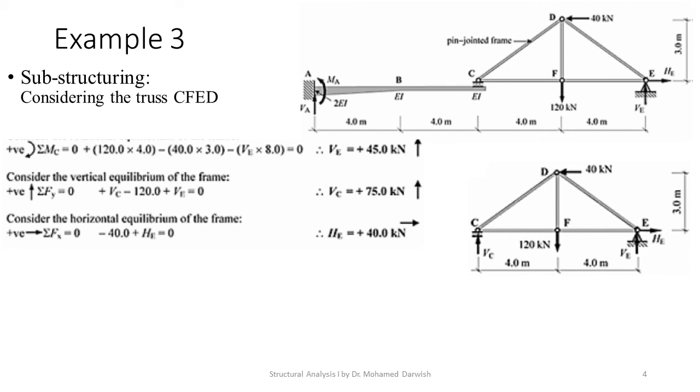Simply sigma moment about C equals 0. So 120 times 4 minus 40 times 3 minus 8 VE equals 0. So VE equal 45 kilonewton. Sigma Fy equals 0. So VC minus 120 plus VE equals 0. So VC equal 75 kilonewton. And sigma Fx equals 0. HE minus 40 equals 0. HE equal 40 kilonewton.